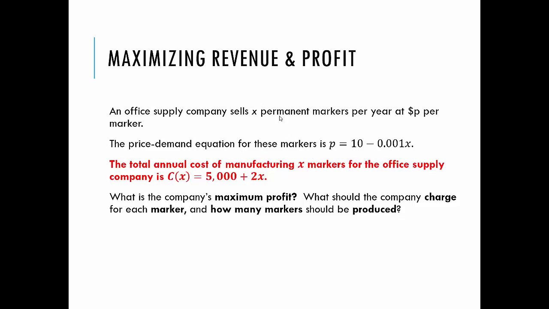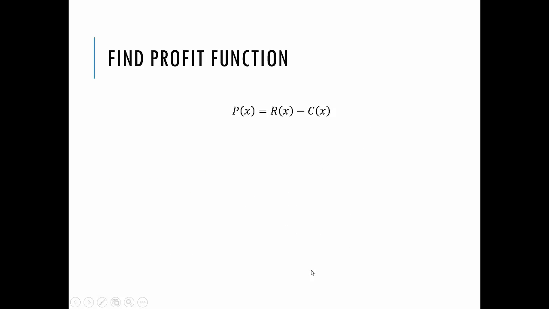So now they've come back and they have given us a cost function. So the annual cost of manufacturing our markers is given. What is the company's maximum profit, and what should they charge for each marker, and how many markers should be produced? Well, remember how to find profit? Revenue minus cost. Well, we just found our revenue function. They've given us our cost. So I simply plug in my revenue minus my cost.